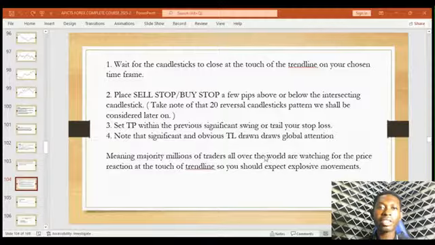Okay, in fact, the chart is still here. Let me share that screen with you quickly. That is the gold that we traded today.